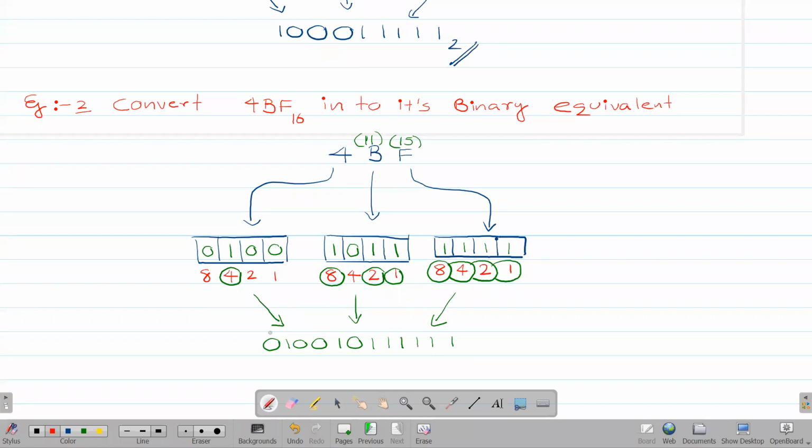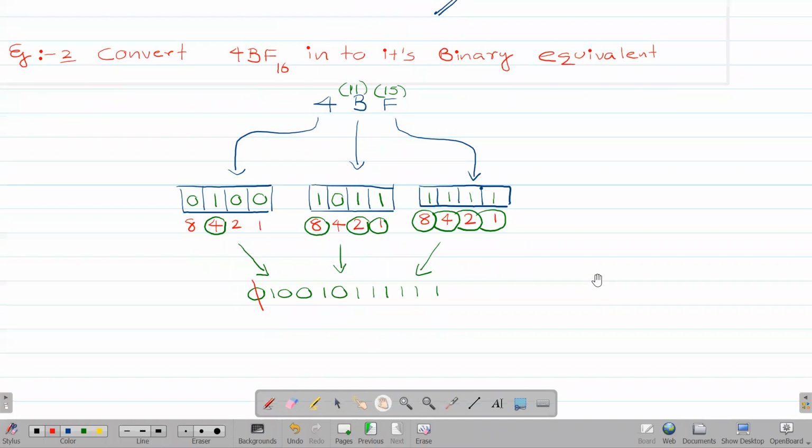And since the leading 0 does not have a proper value, we can ignore that. Right? We can ignore it. And then we can write the final solution as 1, 0, 0, 1, 0, and 6 ones in binary.